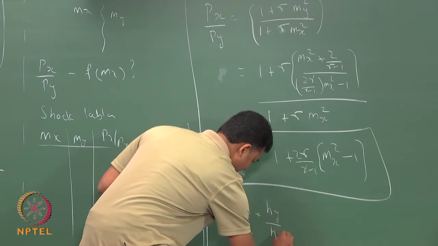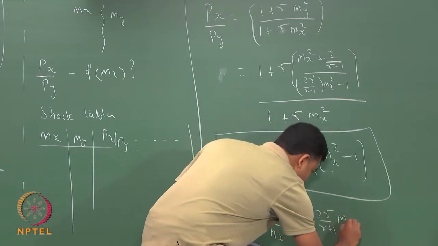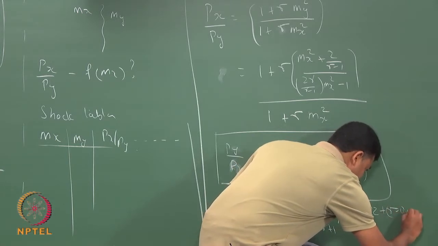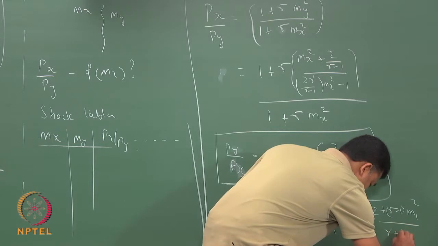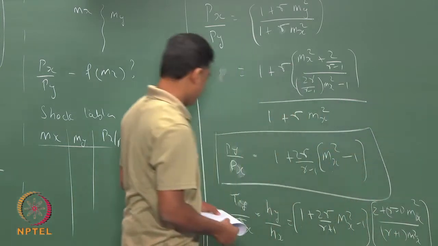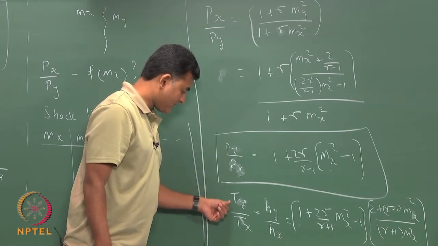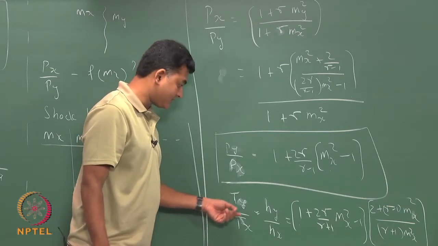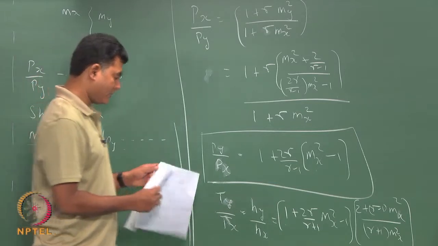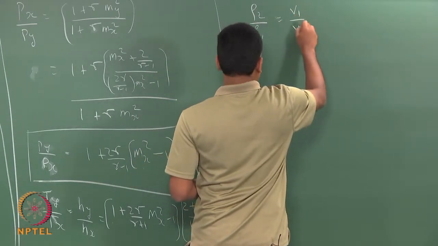Ty by Tx equals some very lengthy equation into 2 plus gamma minus 1 Mx square divided by gamma plus 1 into Mx square. So, I have the static pressure ratios before and after the shock, and static temperature ratios, in terms of Mach number. I can also get my density from a very simple relation, which I can get as this.